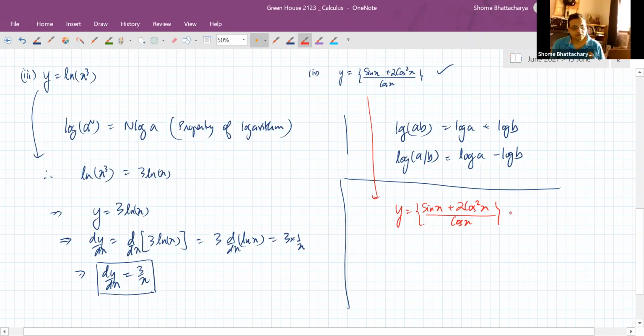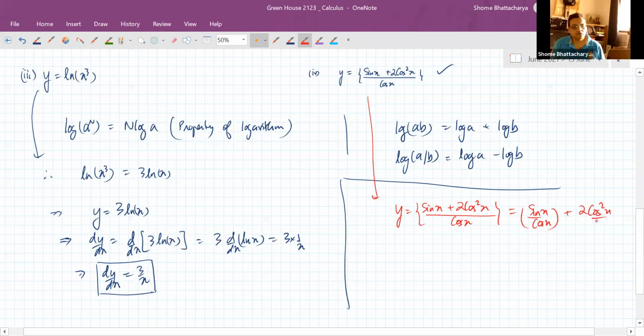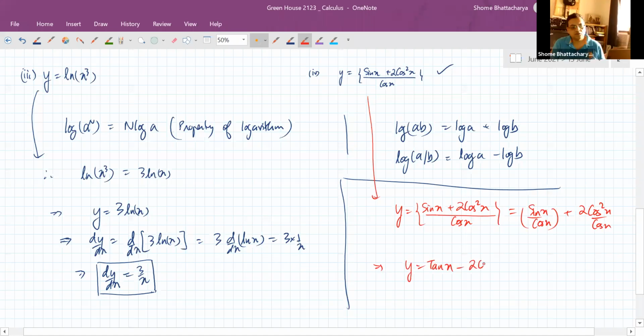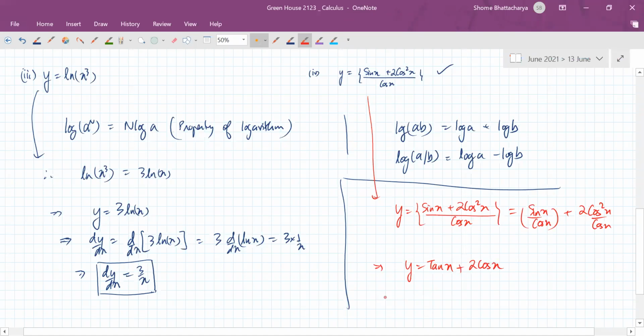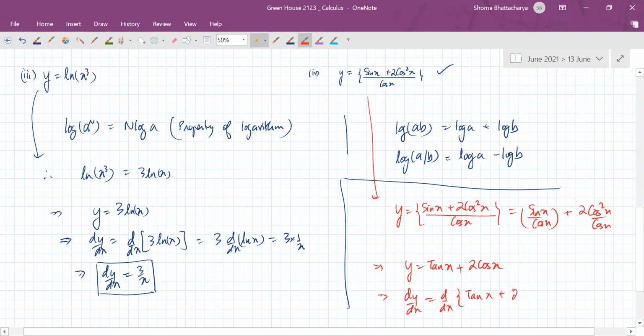Okay, so this we can now simplify as sin x by cos x. So tan x plus 2 cos x. Correct. So, this can further be simplified as y is equal to tan x plus 2 cos x. And then we can just apply the standard formula of differentiation which we had written above, that tan's differentiation is sec square and cos's differentiation is minus sine.